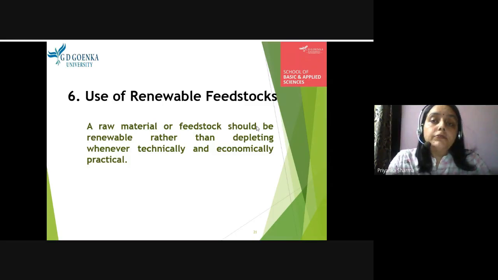Another principle of green chemistry says the use of renewable resources or renewable raw material. So we have to use those raw materials which are biodegradable. If you say that something is degraded, that doesn't mean that you can use it, because that may lead to materials which can be toxic to the environment, because for that degradation you require some processes that may lead to products which may be toxic to the environment.